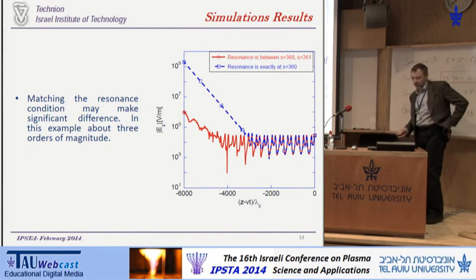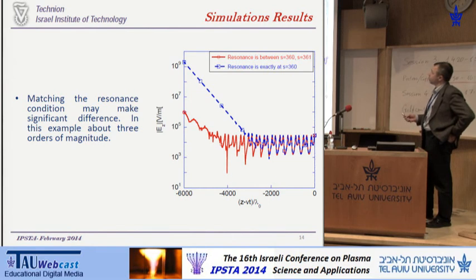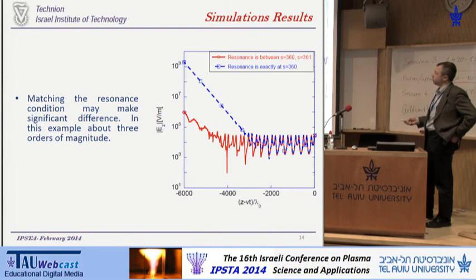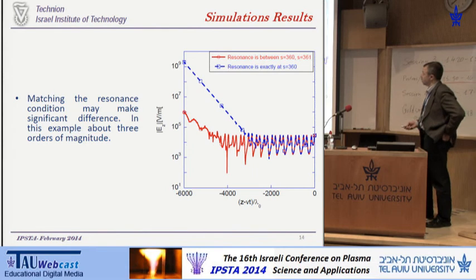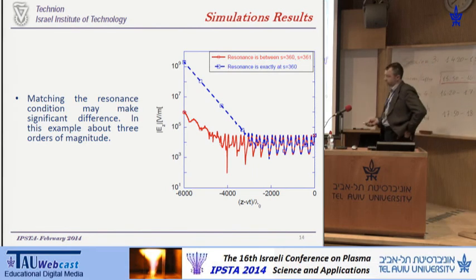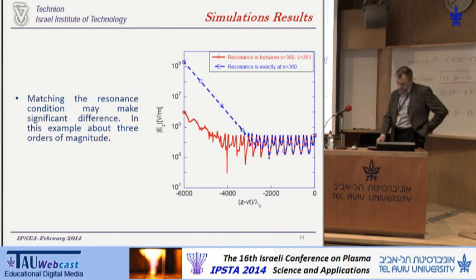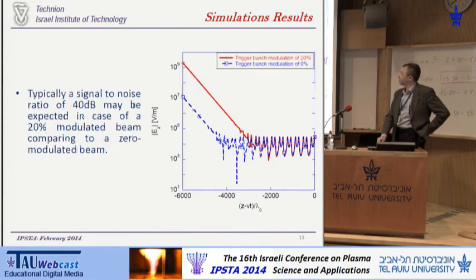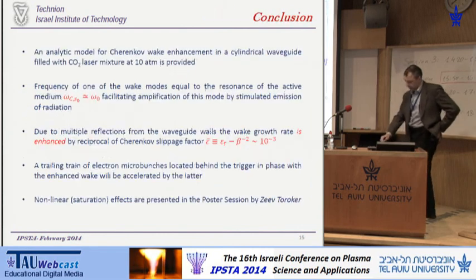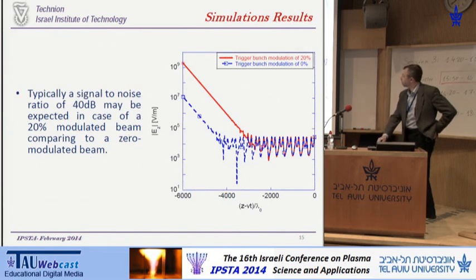Here we consider two cases: resonance exactly at 360, which is the blue line, and resonance in between 360 and 361. We see that the dominance of modes close to resonance became evident only after about 5,000 lambdas, and there are still signs of intermodulation. So exact geometry corresponding to resonance on a single mode is critical to have conditions for acceleration.